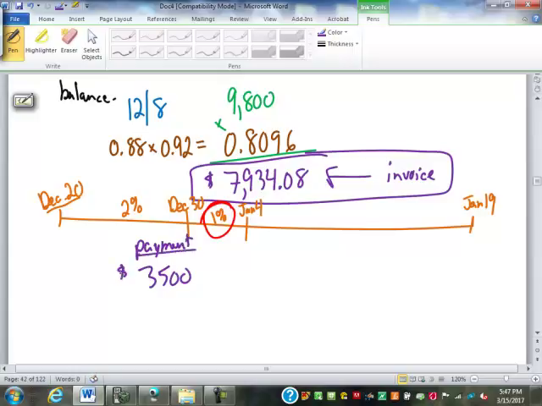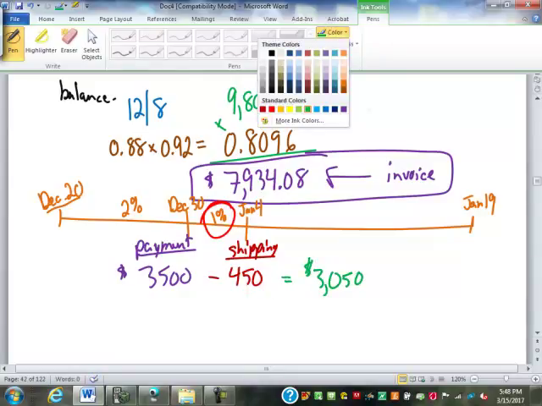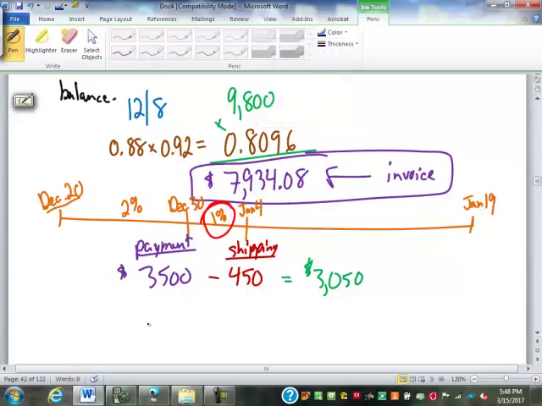So that $3,500 payment, we shall first subtract the $450 of shipping to get $3,050 that's going to actually be applied now towards the invoice. So what do we do to that $3,050 to get the amount of credit? Divide by 0.99. Perfect. 1% gives us 0.99.